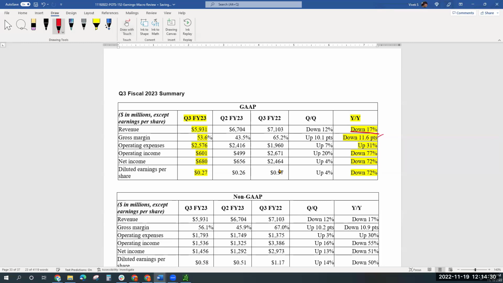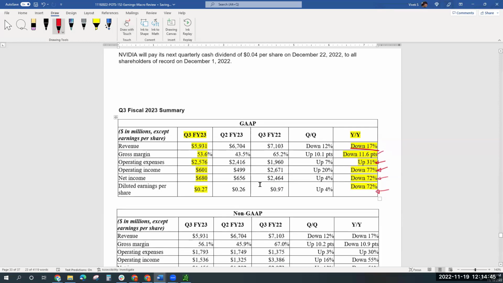Gross margin was down. Operating expenses were up. That's why the margins went down. Operating income down 77%. Net income down 72%. EPS is down 72% year over year. So very, very tough comp.